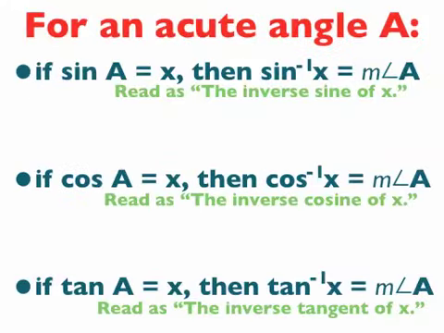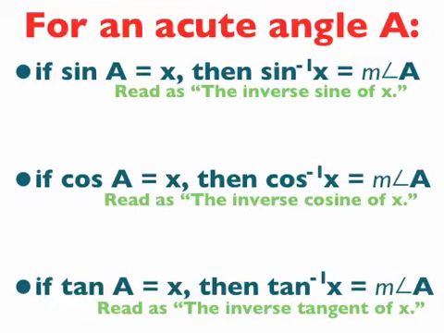For an acute angle A, if the sine of A equals x, then the inverse sine of x, notice that I have sine to the negative first power, that's read as inverse sine, is going to be equal to the measure of angle A. If the cosine of A is x, then the inverse cosine of x is going to equal the measure of angle A. And if the tangent of A equals x, then the inverse tangent of x equals the measure of angle A.